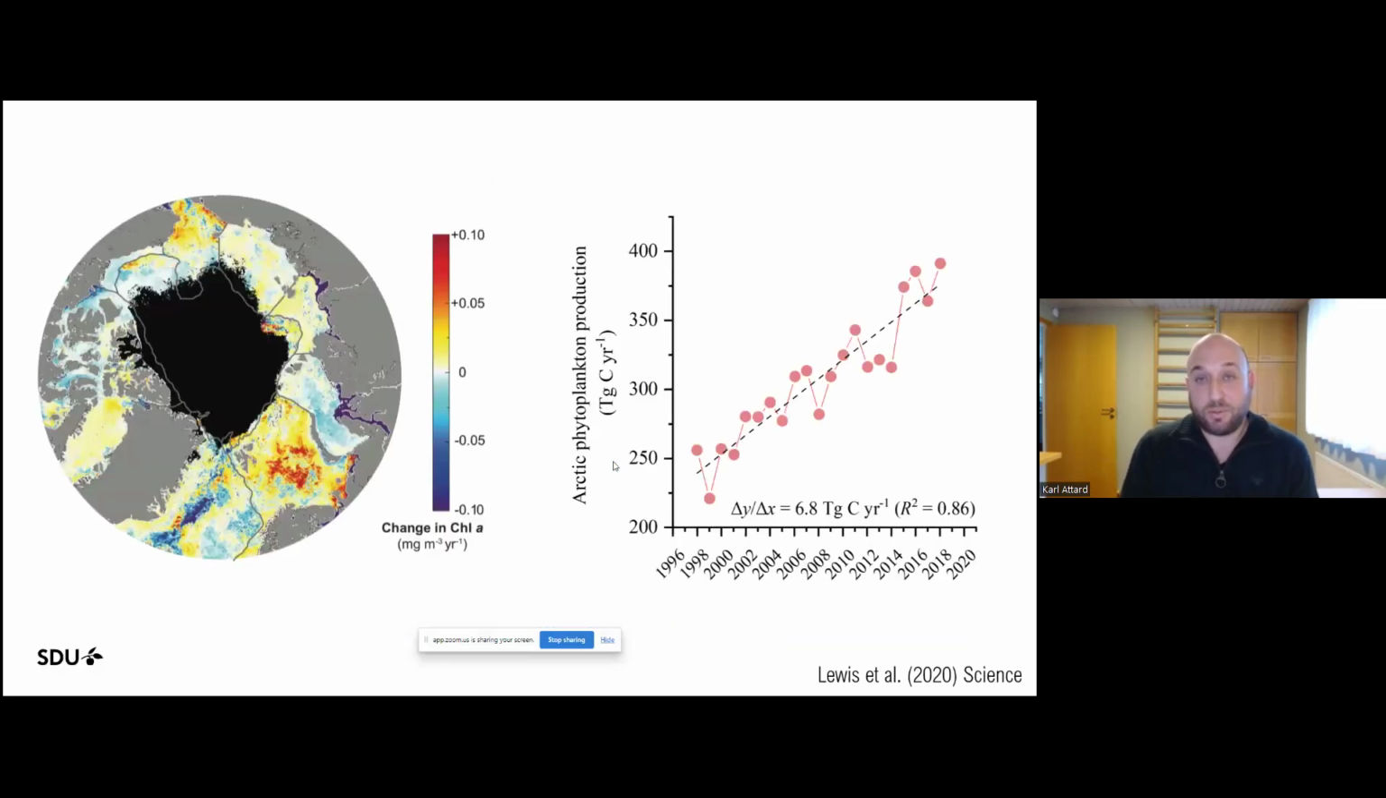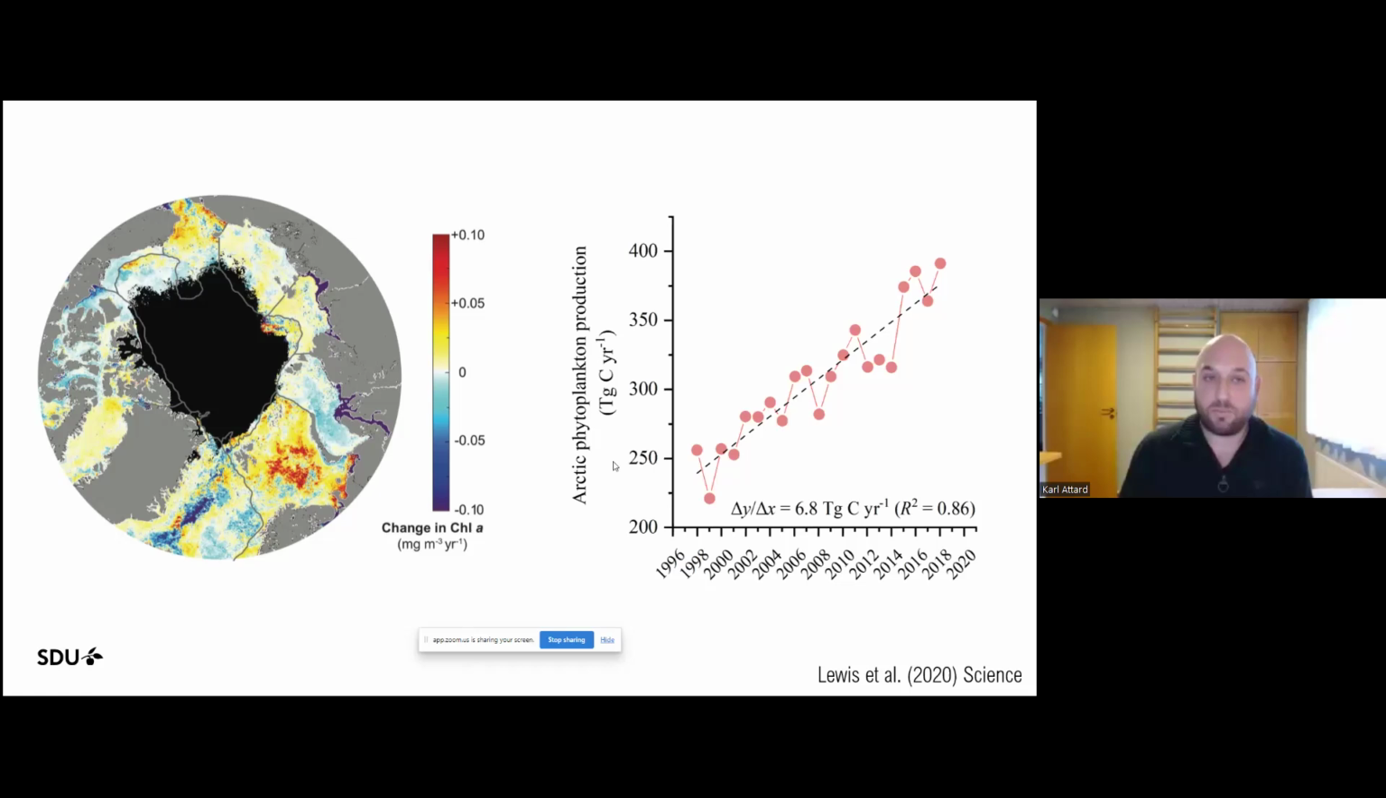So we're used to seeing this sort of data, looking at phytoplankton production in the Arctic. These are quite remarkable trends that we're seeing in the Arctic, with a steady increase in phytoplankton production over time. And so this is quite well known. I think by now, the papers are highly cited as well.